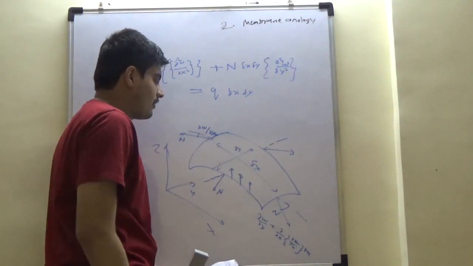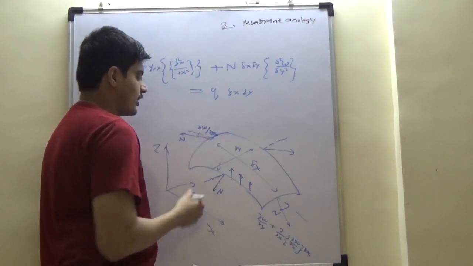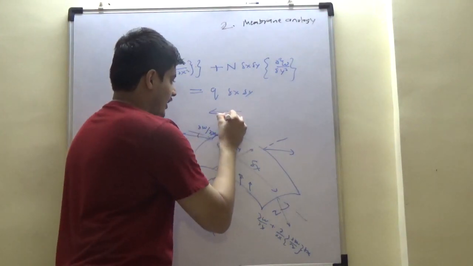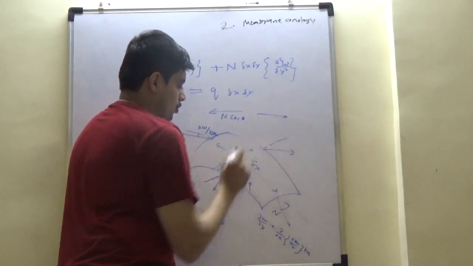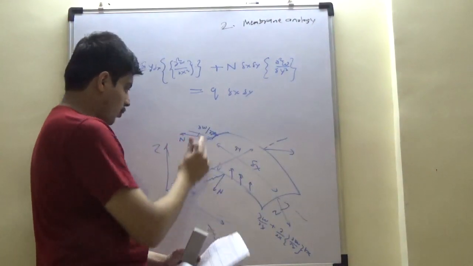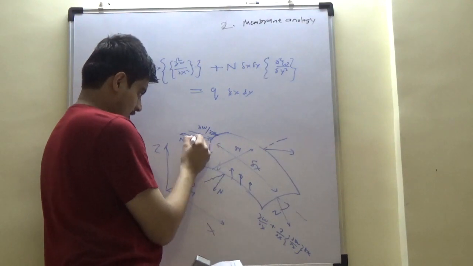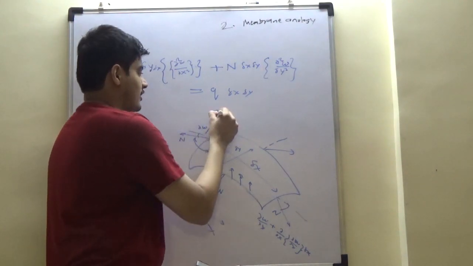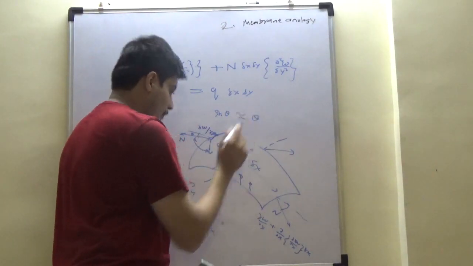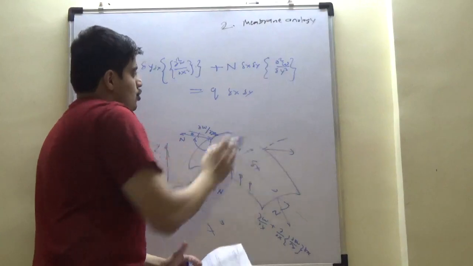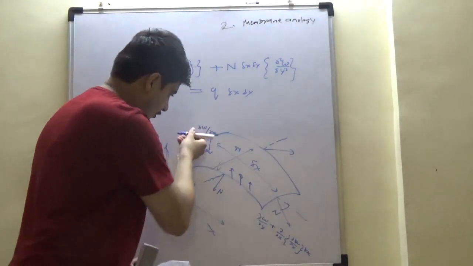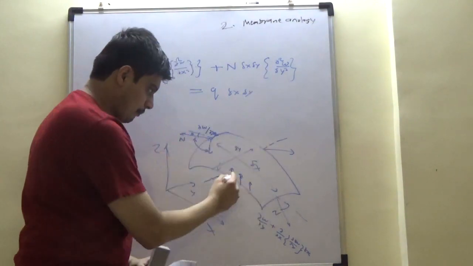So the equilibrium equation will tell you that these are the projected components in this direction: N cos theta on both sides is what the equilibrium force is. The only force which is perpendicular is this one, sine of this theta. But when theta is small, sine theta is approximately theta, correct?